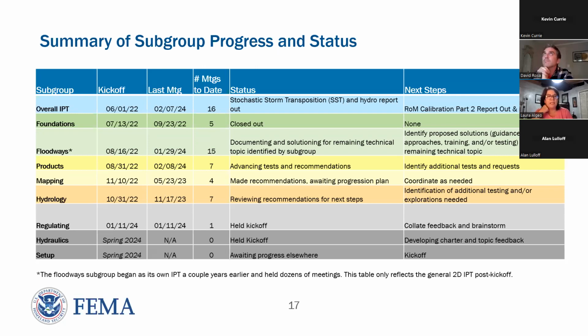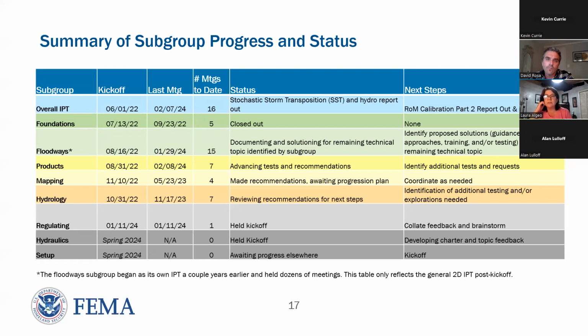The overall IPT, as I mentioned, started in June of 22. The foundational subgroup closed itself out and laid the foundation, like we've talked about it, as Jersey barriers for the group to keep in mind. The floodway subgroup was reinitiated as part of this in 22, documenting some of the solutioning and some of the remaining technical issues, and then identifying additional guidance and updates that might need to be made for each of those topics. So working through some of those.